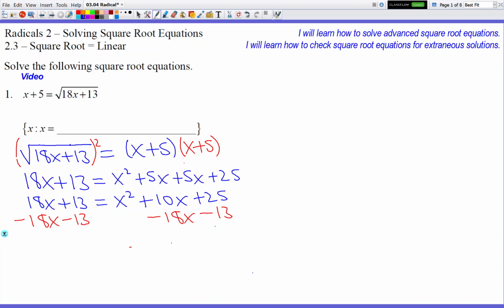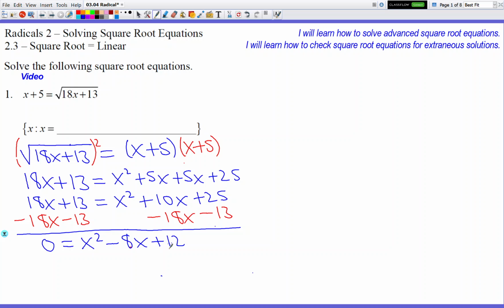All right, so what do we got? We got 0 on the left side equals x squared, and what is this, minus 8x and plus 12. Okay, so now that this is a quadratic, you have one of three options. You can factor, you can complete the square, or you can use the quadratic formula.